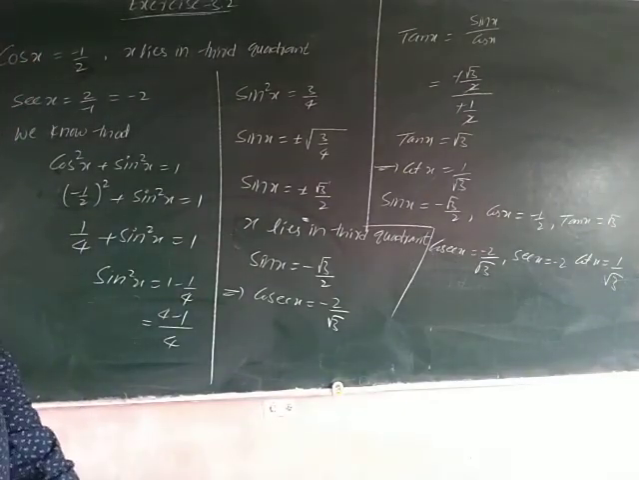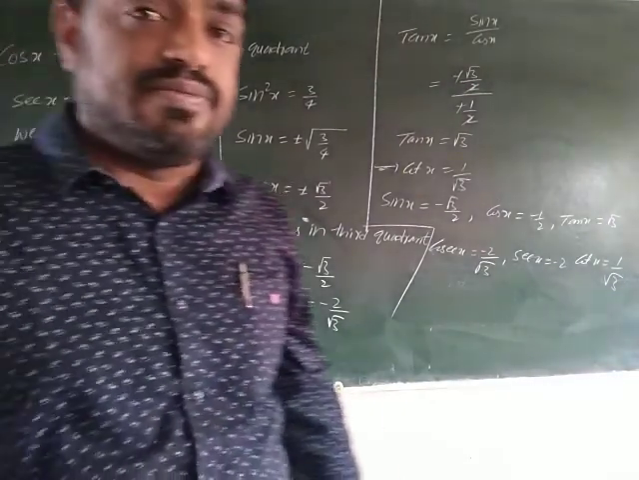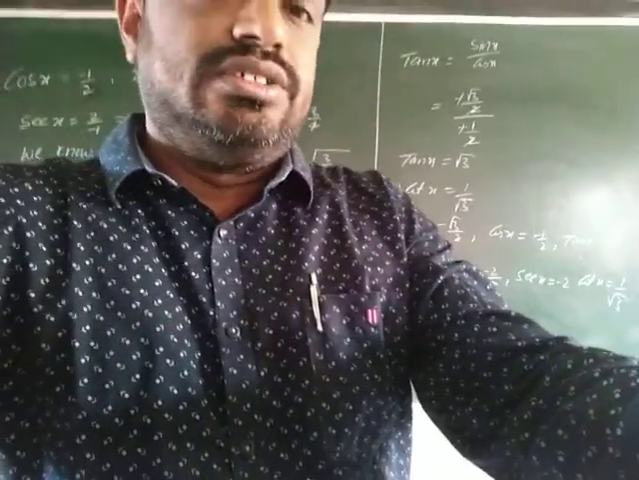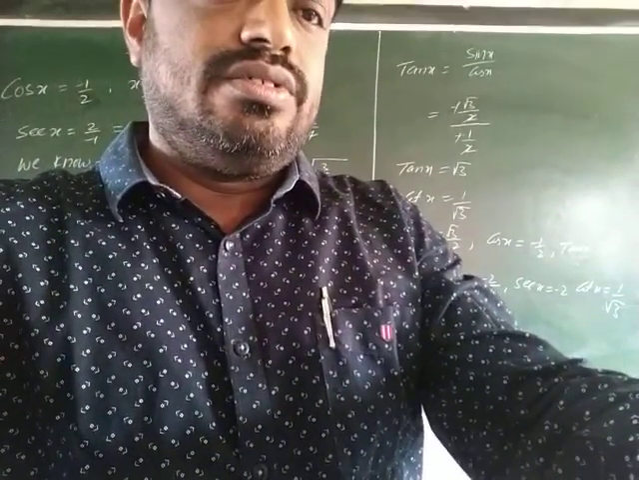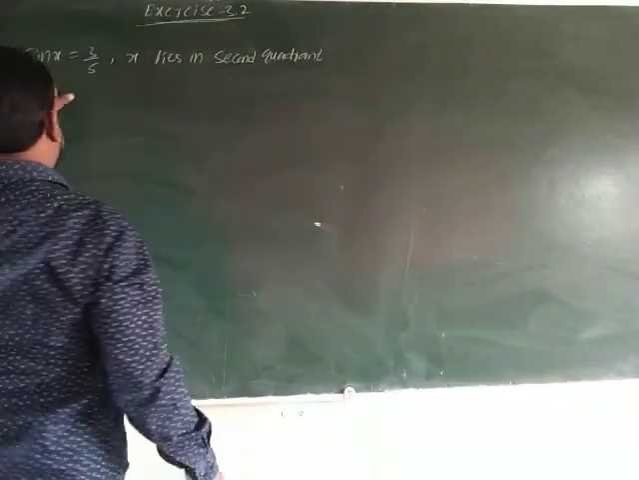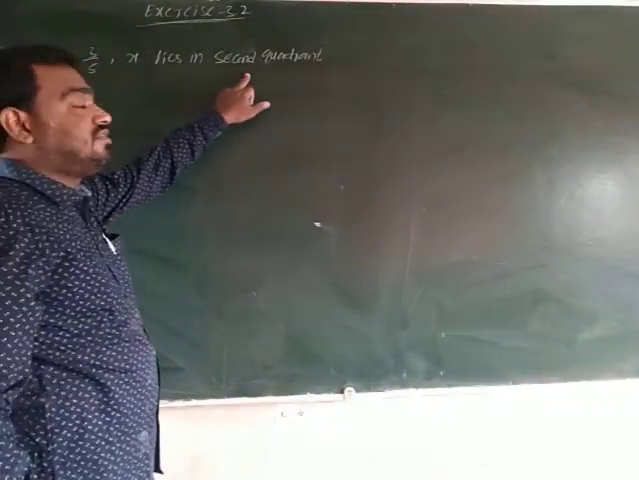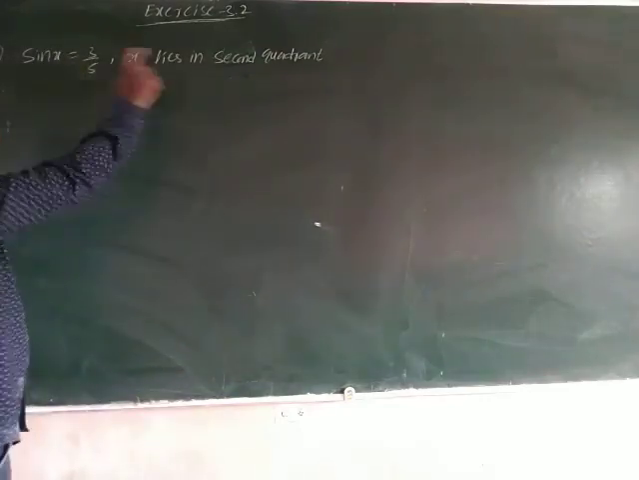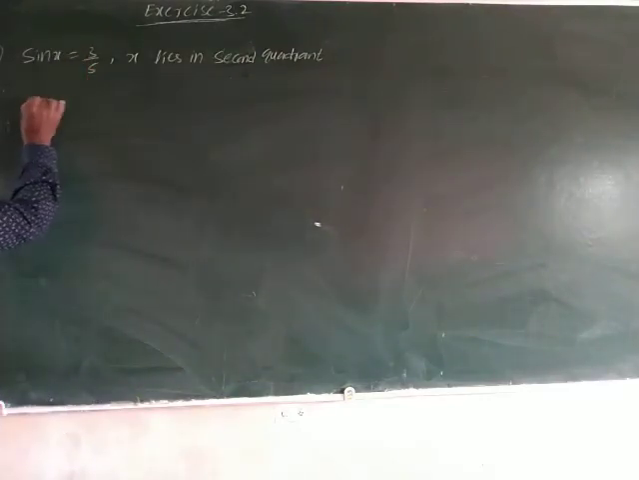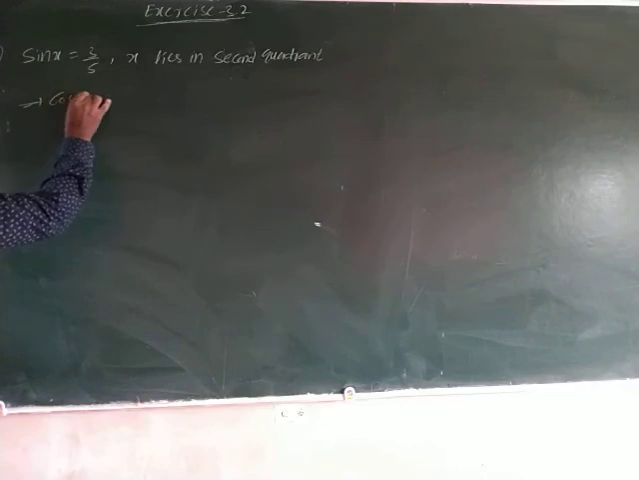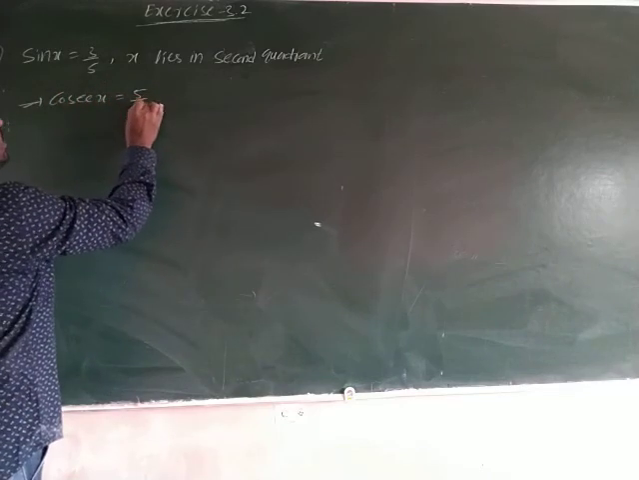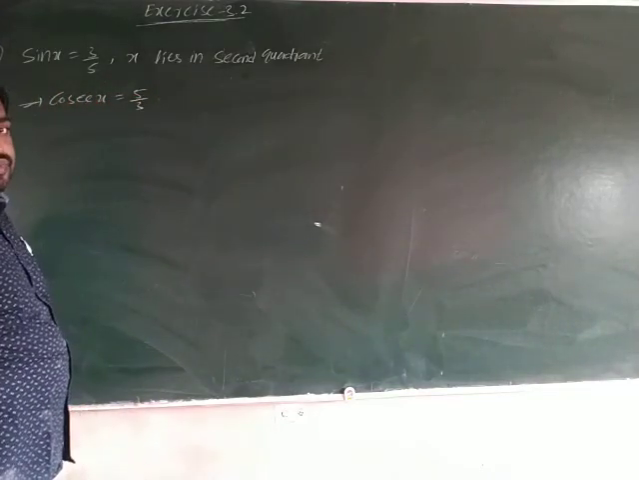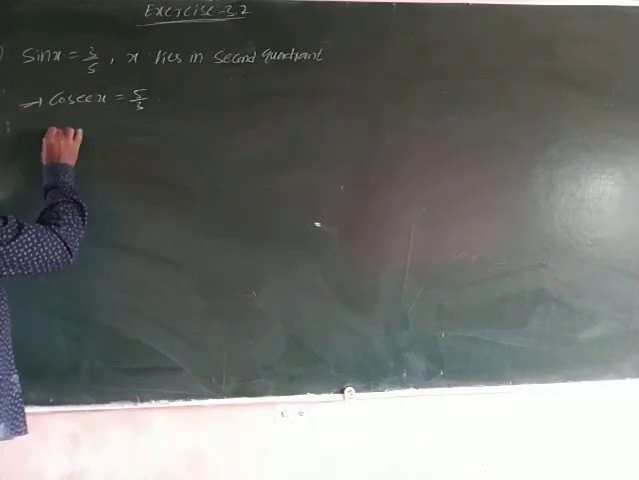Like this, we are solving the remaining questions also. Okay, now question number 2. Sin x equals 3 by 5, x lies in the second quadrant. Sin x is 3 by 5, then cosec x is equal to 5 by 3. Right?